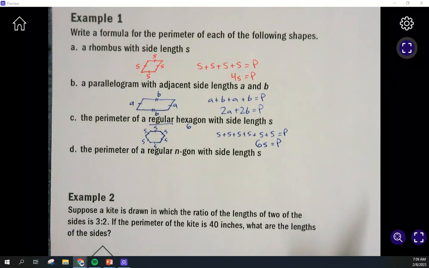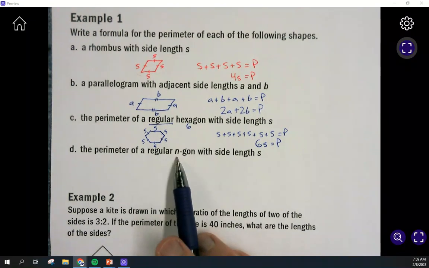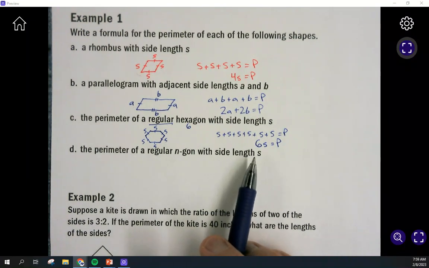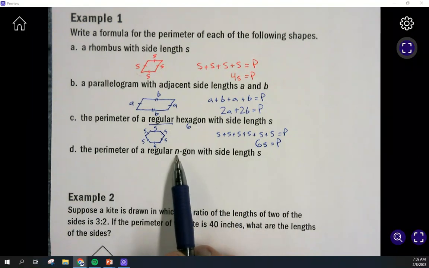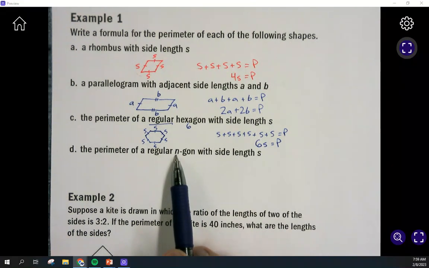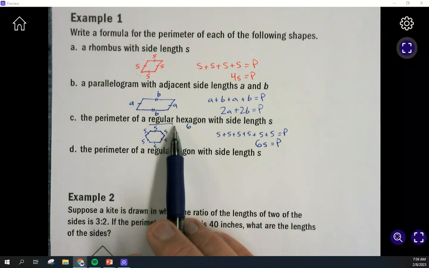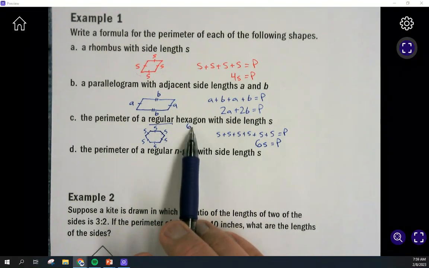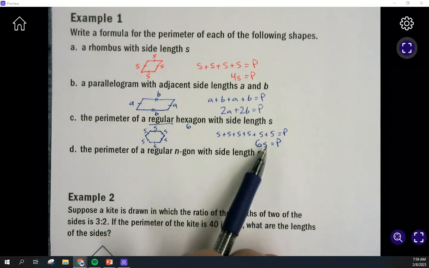Okay, so what about letter D? The perimeter of a regular n-gon with side length s. So whenever we just take away all the numbers, a lot of students get confused. My recommendation is always look back to what you would have done if you had the number here. So in this one, we had a regular hexagon, and it ended up as 6s.